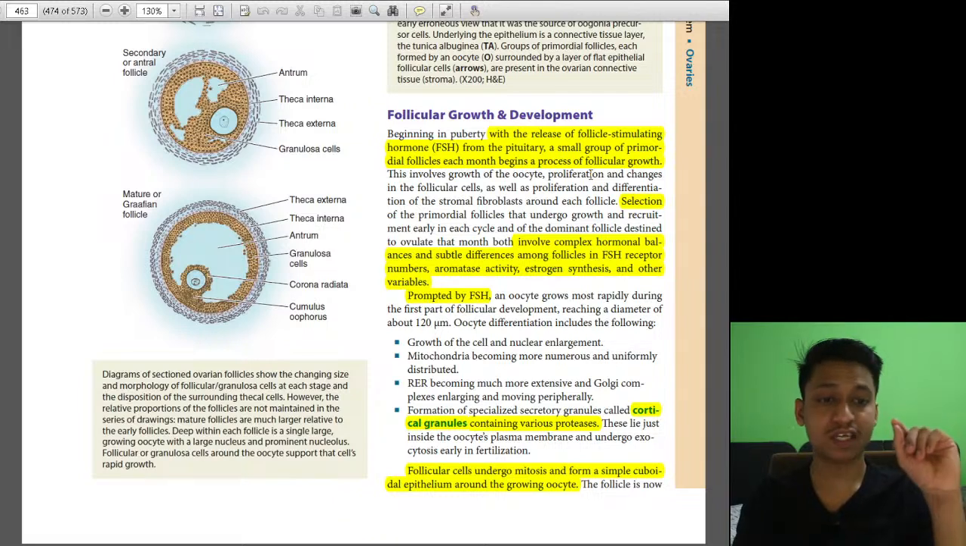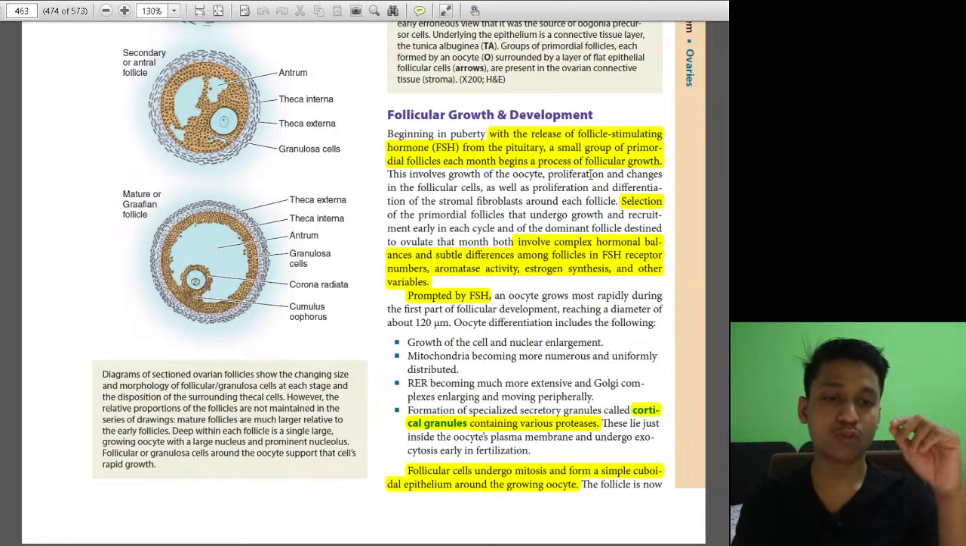Promoted by FSH, the oocyte grows. It grows rapidly during the first part of follicular development, reaching a diameter of about 120 micrometers. Oocyte differentiation includes the following. We know the meaning of growth of the oocyte, but let's now see the differentiation processes. First, growth of the cell and nuclear enlargement. This is what takes place.